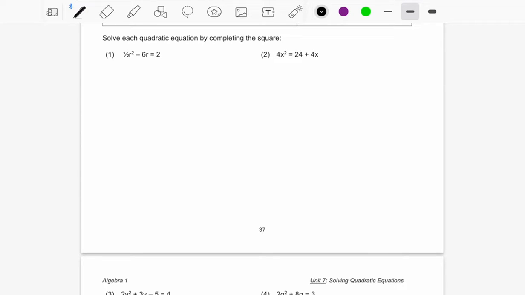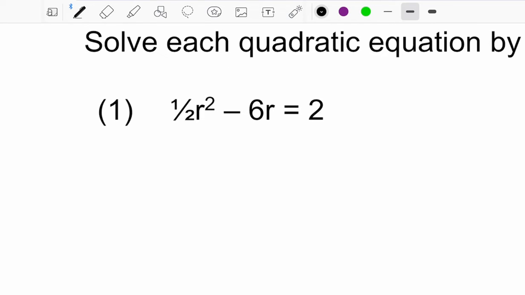Whenever you have a leading coefficient other than 1, a technique that you can use would be to divide both sides of the equation by whatever that leading coefficient is. All right. But the thing about a fraction is when you divide by a fraction, that's the same as multiplying by the reciprocal. All right. So you can, in this case, divide each term by 1/2.